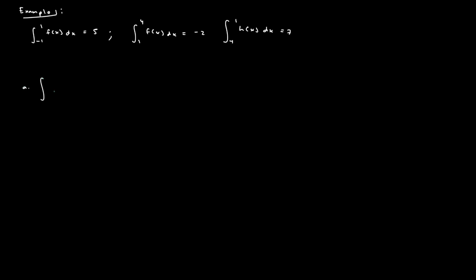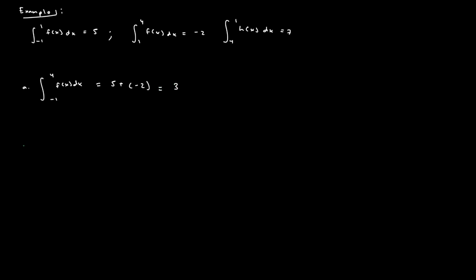So what is the value from -1 to 4 of f of x dx? And so this is simply using the additivity rule, right? We know that this tells us the area from -1 to 1, and this tells us from 1 to 4. And if you want the union of those two intervals, we simply add this up, right? So this is simply equal to 5 plus -2, and so that is equal to 3, right?